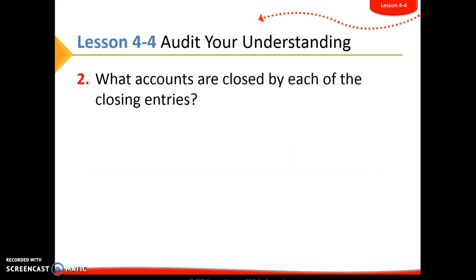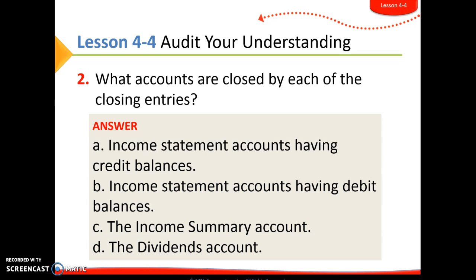Number 2, what accounts are closed by each of the closing entries? So remember, we have 4 closing entries. Our first one is to close income statement accounts that have credit balances. Second, we close income statement accounts that have debit balances. Third, remember that one has 2 in 1. So we close our income summary account, and that also is recording our net income or net loss. And then the fourth one is closing our dividends account.